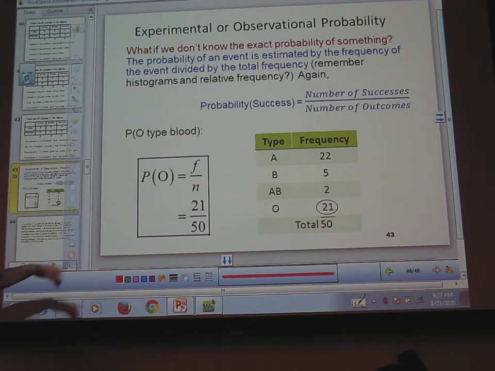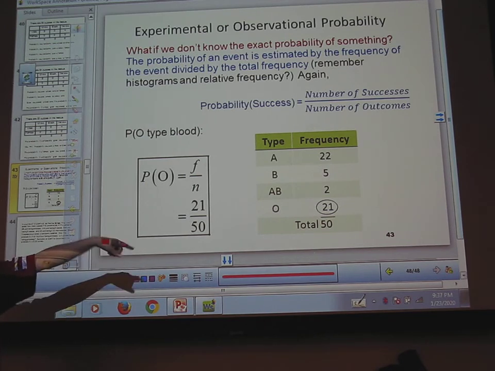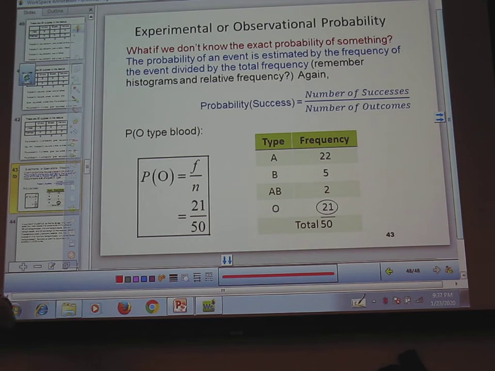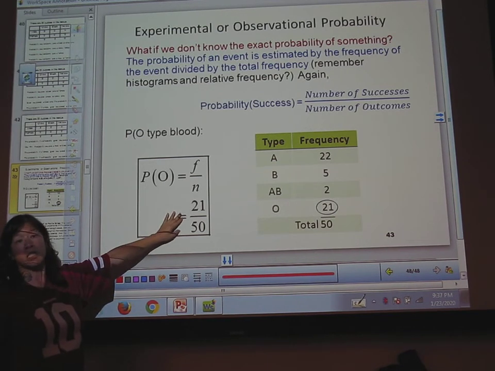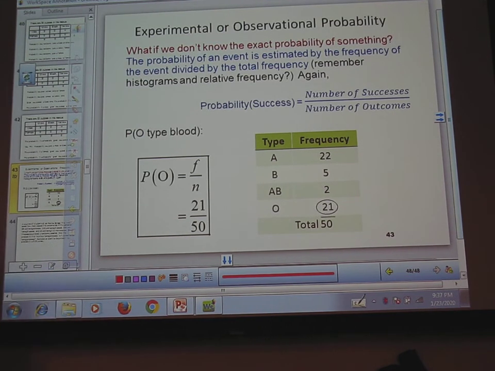So here, we've sampled a bunch of people. How many people did we sample? 50. We sampled 50. How many of them are in the category of O? 21. So the relative frequency of O would be 21 over 50. That's the probability of picking someone in that class and having them be an O blood type. Because 21 out of 50 of them are O blood. That's our best guess for the whole population. That's our sample.